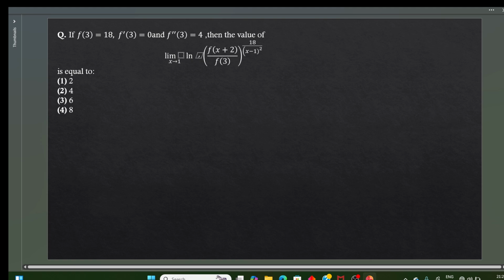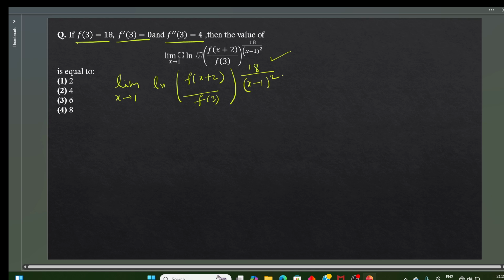Here, if f of 3 is equal to 18, f dash of 3 is equal to 0, and f double dash of 3 is equal to 4, then find the value of the limit as x tends to 1 of [f of x plus 2 by f of 3] whole power 18 by (x minus 1) whole square. Using the formula. The limit as x tends to 1 is the question.